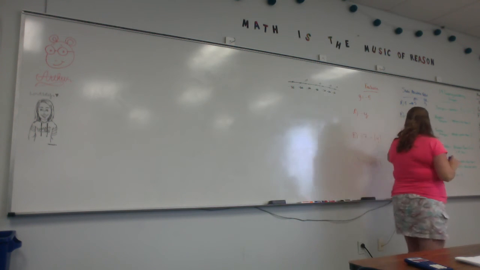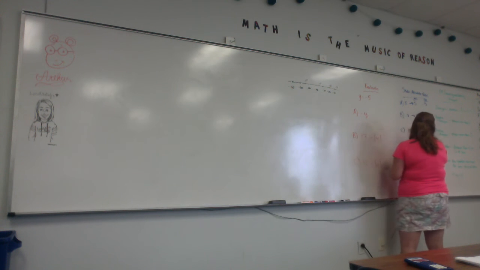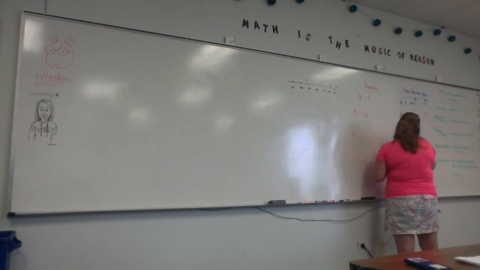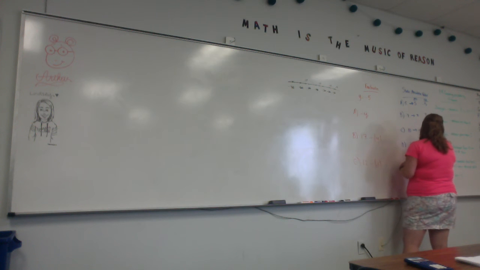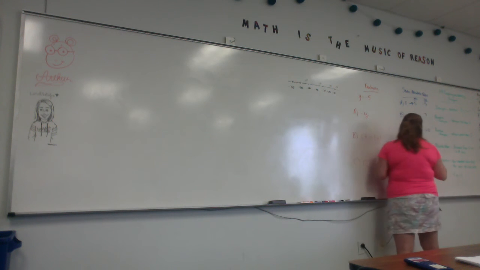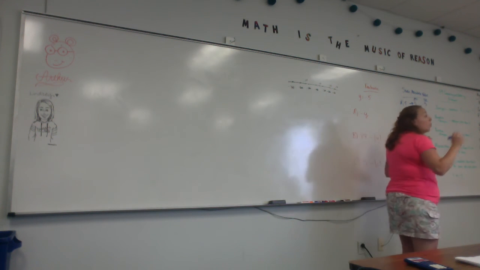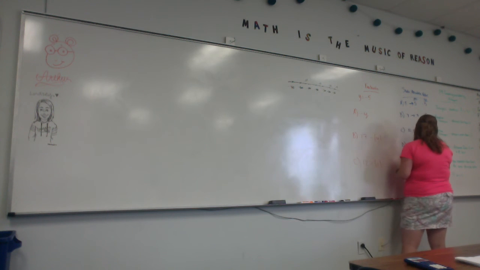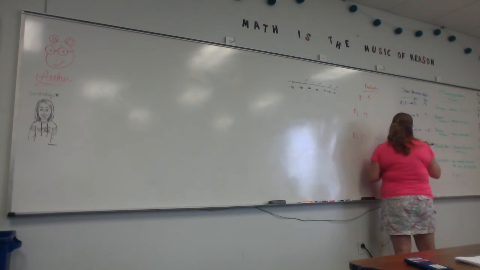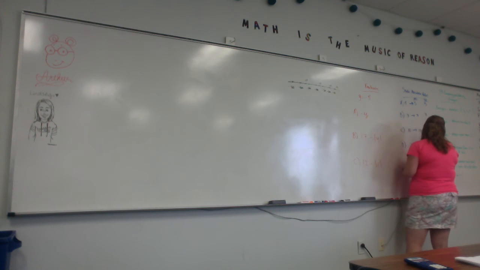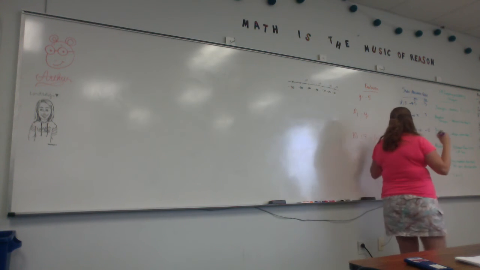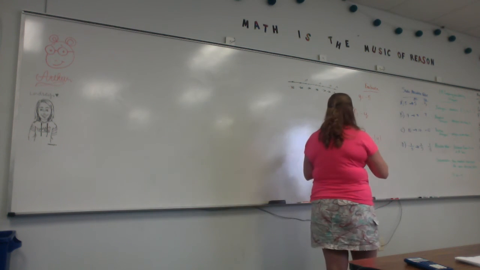Okay, what is the absolute value of 10? 10. Good, and what's the opposite of 10? And what's the absolute value of negative 1/5? 1/5. Okay, gotta remember that. And what's the opposite of negative 1/5? 1/5. Okay, don't get confused. Absolute value always comes out positive.